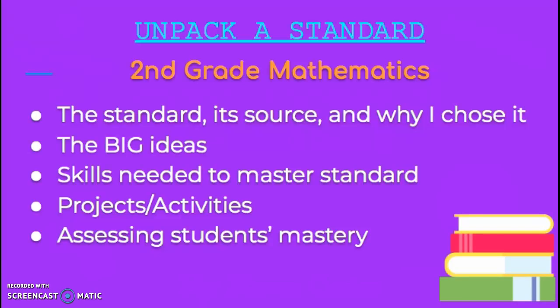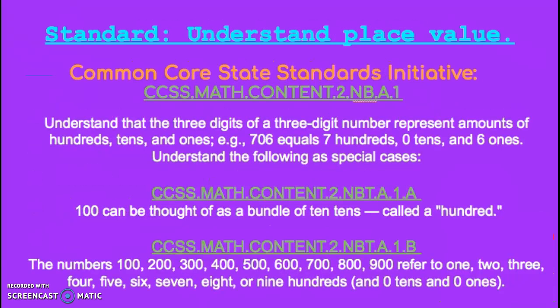Let's get started. So the standard I want to focus on is understand place value. In Hawaii, we use the Common Core, so I got this from the Common Core State Standards website. In this standard, students will understand that the three digits of a three-digit number represent amounts of hundreds, tens, and ones. For example, 706 equals 7 hundreds, 0 tens, and 6 ones.